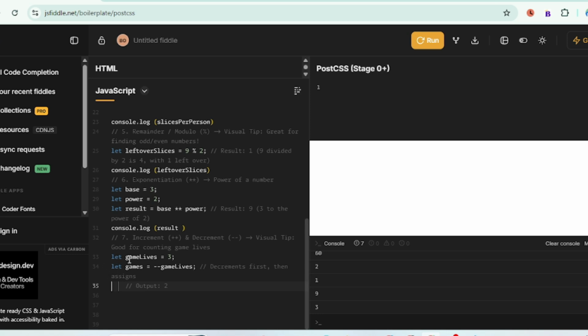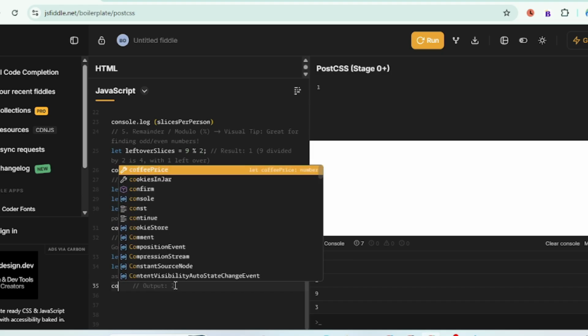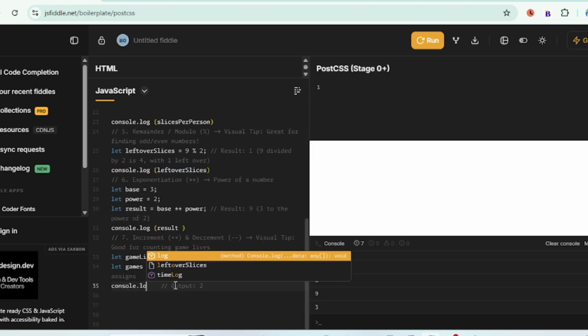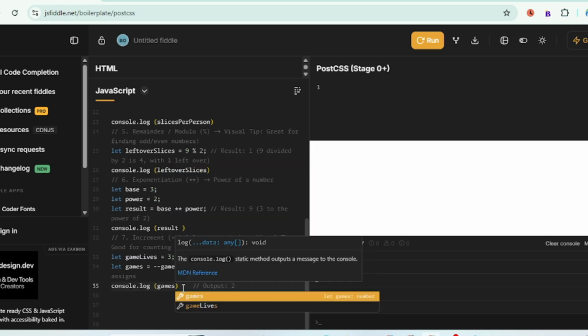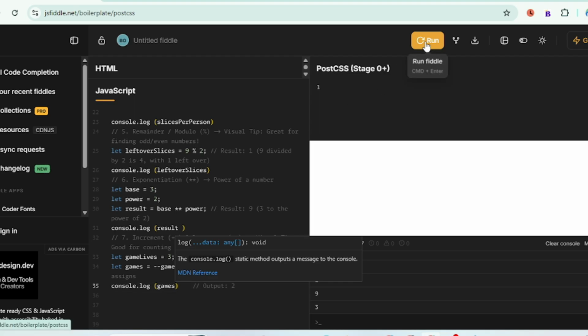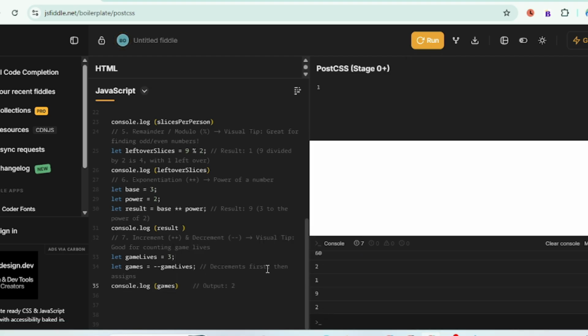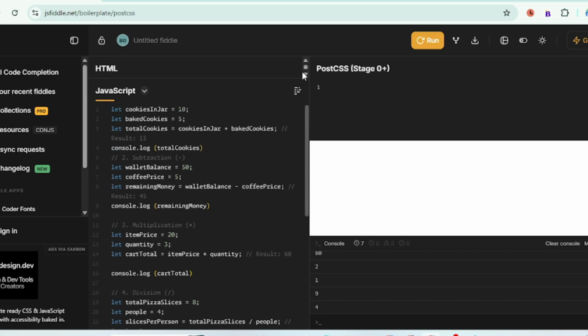Okay, so let game lives equals 3, let games equals minus game lives. So we console.log games, and what value does it give us? It gives us 2 because it minuses the value. Let's say we want to increase the value, it gives us 4. So these are basically the basic arithmetic operations.